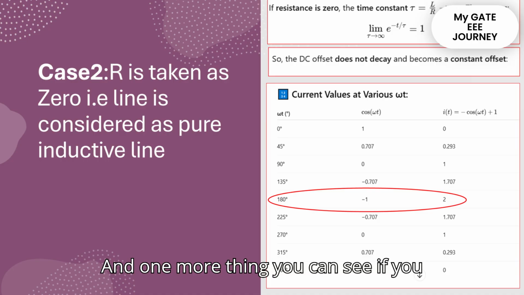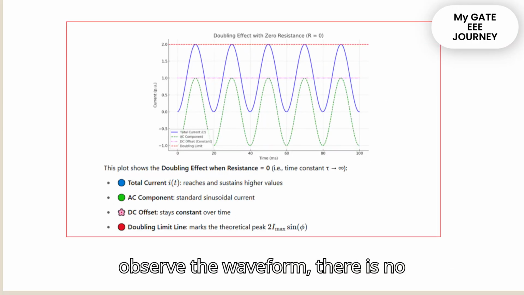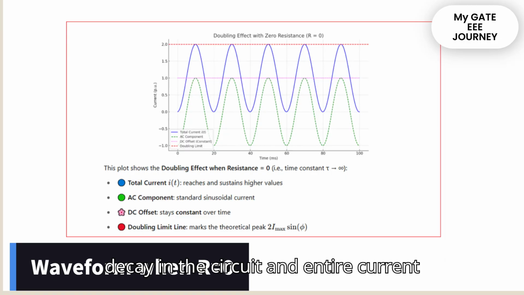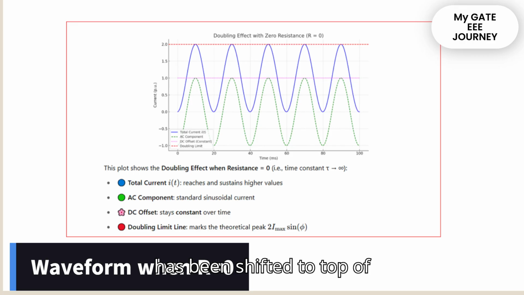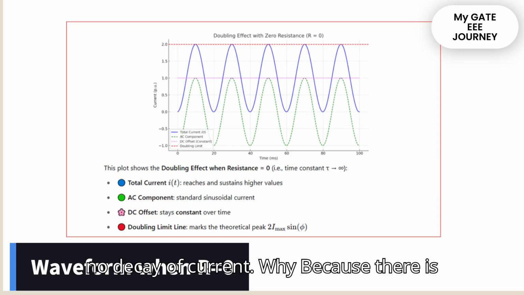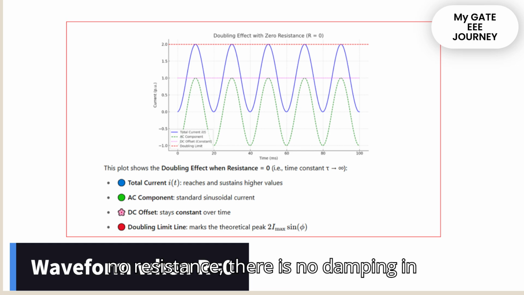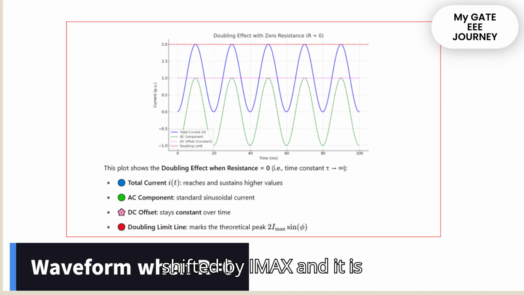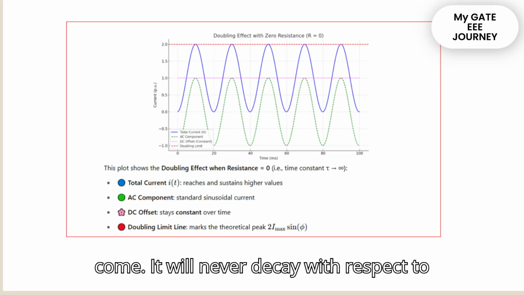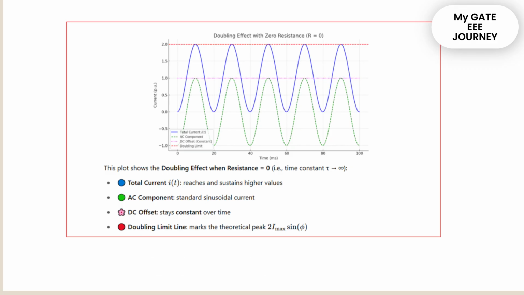And one more thing, if you observe the waveform, there is no decay in the circuit, and the entire sinusoidal waveform has been shifted to the top by I peak. In this, you can observe why there is no decay of current. Because there is no resistance, there is no damping in the circuit. That is the reason why the current, even though shifted by I max, is maintained at that level. It will never decay with respect to time.